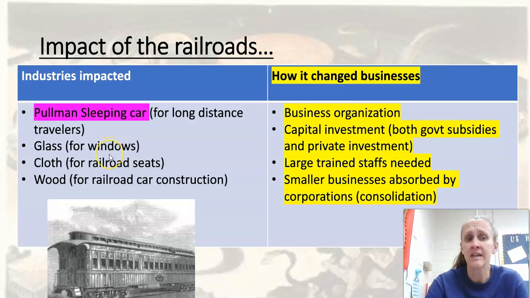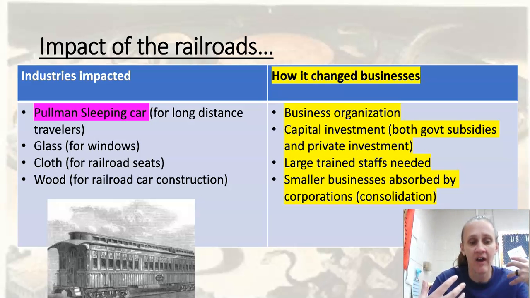The glass industry is going to be impacted because you have to make glass for the windows on the cars. Cloth for the railroad seats themselves, and wood for the railroad car construction, like the outside of the car. It's not all steel, it's made out of wood. So you're going to have land where you have forests and trees that you can cut down. You're going to have to grow cotton and other materials to make the seats. You're going to have glass created to do those. So a lot of industries are impacted.